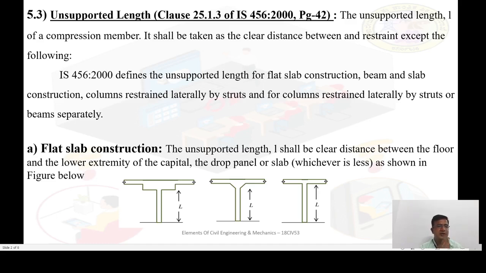IS 456 defines the unsupported length for flat slab construction, beam and slab construction, columns restrained laterally by studs, and columns restrained laterally by studs or beams separately. In flat slab construction, the unsupported length L shall be the clear distance between the floor and the lower extremity of the capital, the drop panel or slab, whichever is less, as shown in the figure below.